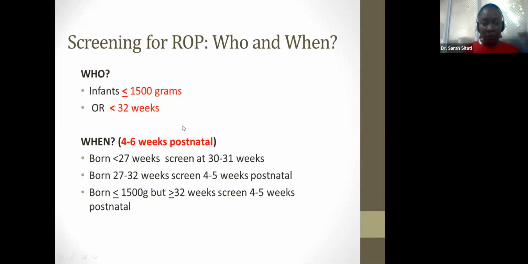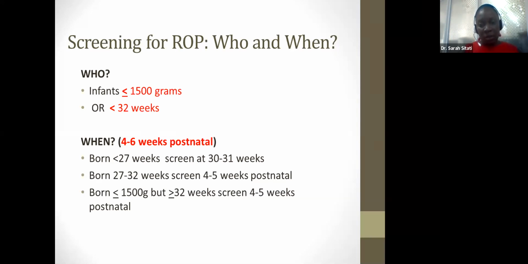When do we screen? We say 4 to 6 weeks postnatal, and the rule basically is the younger they are, the more time we give them. So we usually screen when they arrive at around 30 to 31 weeks, because this is when ROP usually develops. But if we are going to go by a rule of thumb, the rule is that we screen when they're at least 1 month of age.